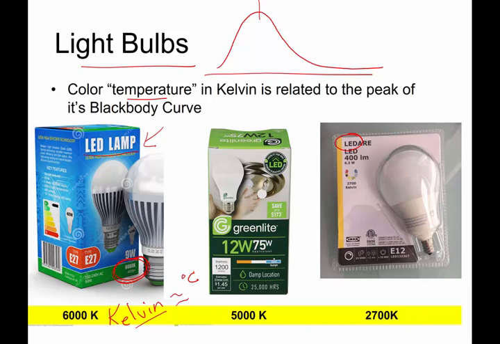This light bulb says on it, and it's hard to see, but right there, 5,000 Kelvin. That's where the curve peaks for this light bulb. And this light bulb peaks at, where is it? It's someplace right there, 2,700 Kelvin. 2,700 Kelvin is much cooler.